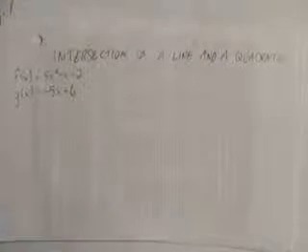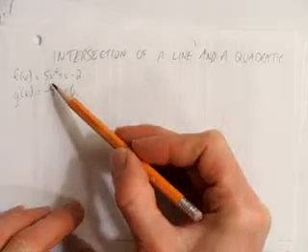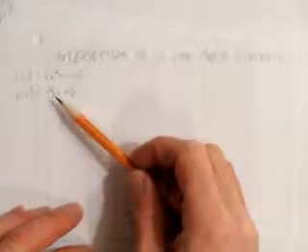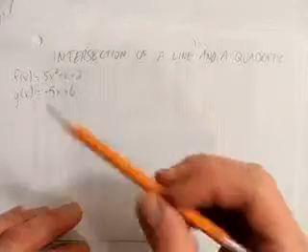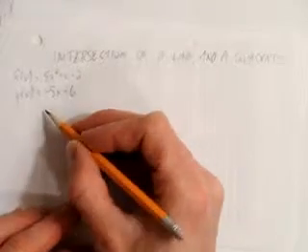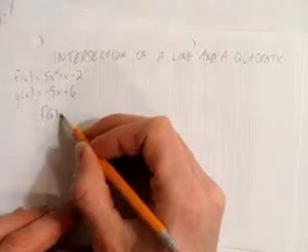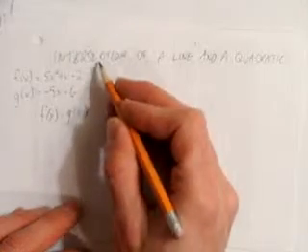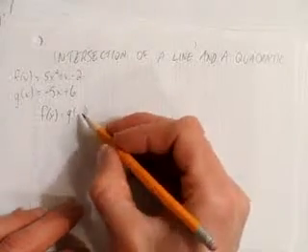Let's try and find the intersection of a line and a quadratic. Our quadratic is f of x equals 5x squared plus x minus 2, and our line is g of x equals negative 5x plus 6. Well, if we want to find the intersection, we need the place where the two equations are equal. That is, they intersect or meet where they are equal by definition.